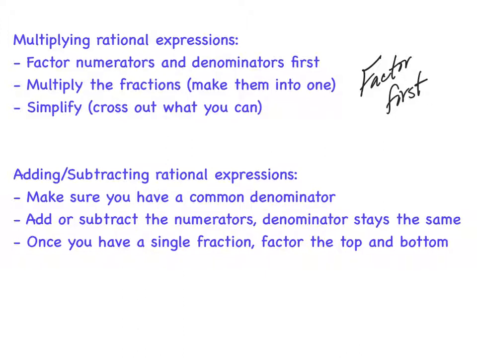When we add or subtract rational expressions, we need to have a common denominator. That was the case last section in 5-2. It's not going to be in 5-3. And then you add or subtract the numerators and the denominator stays the same. And then you factor. So you don't factor until you combine everything. So I'm going to say factor last, even though after we factor the top and the bottom, we simplify. But remember that difference, or actually write down that difference. With multiplying rational expressions, we factor first. Adding or subtracting rational expressions, we factor last.